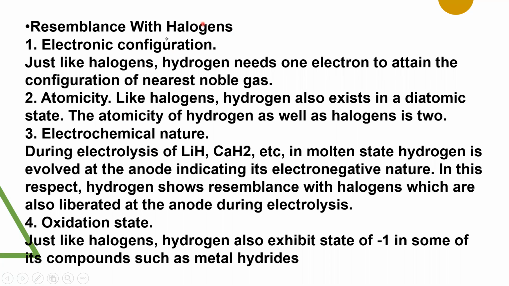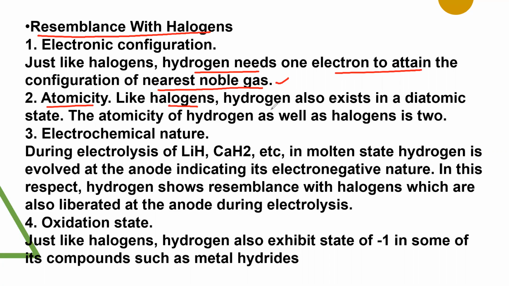Resemblance with halogens. So the next concept is how hydrogen is similar to halogens. First, electronic configuration. Just like halogens, hydrogen needs one electron to attain the stable configuration of the nearest noble gas. Next, atomicity.